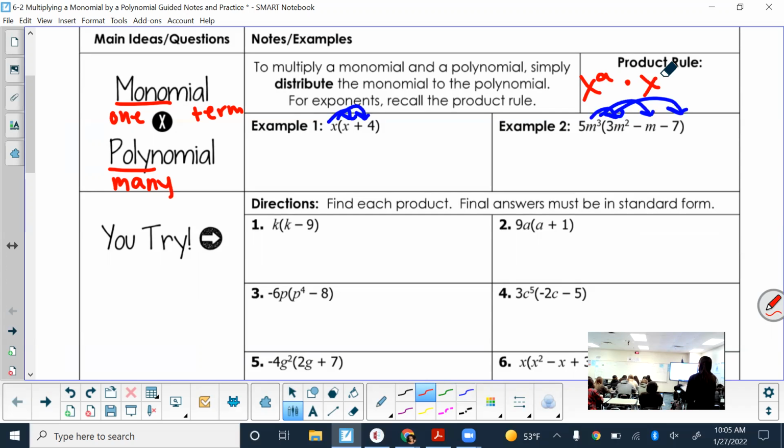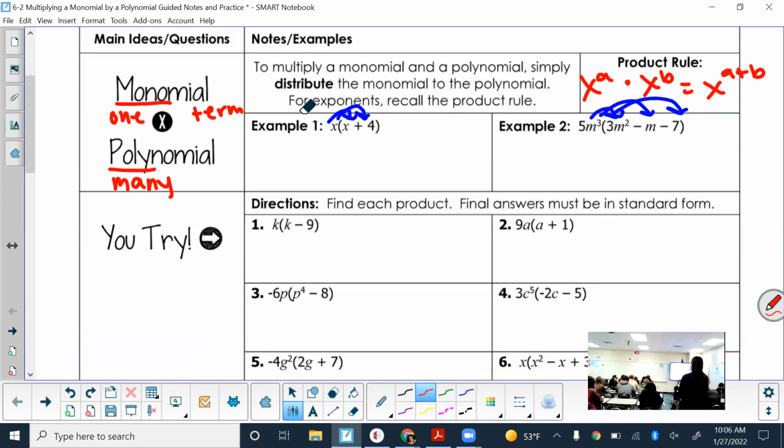Like if I have x to the a times x to the b, what do I do with the exponents? We add them, is correct. So if you needed to look it up in your flip book, that's perfectly fine. But it's also right here on your notes since we use it a lot in multiplying. So that's what we do with the variables.